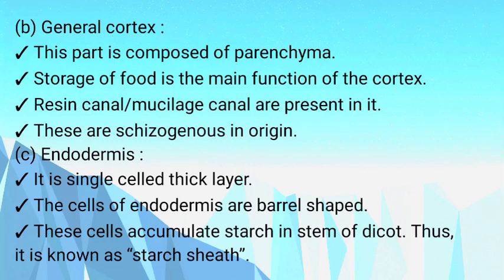General cortex is composed of parenchyma. Storage of food is the main function of this region. Resin canal or mucilage canal is also present in general cortex. General cortex is schizogenous in origin.